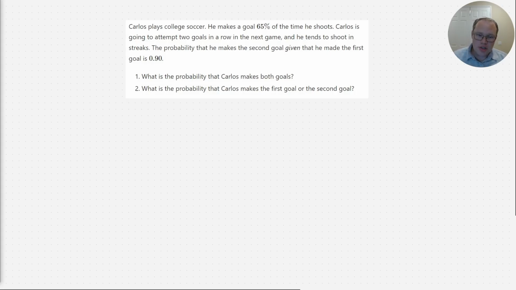Carlos plays college soccer. He makes a goal 65% of the time he shoots. Carlos is going to attempt 2 goals in a row in the next game, and he tends to shoot in streaks. The probability that he makes the second goal, given that he made the first goal, is 0.90. What is the probability that Carlos makes both goals, and what is the probability that Carlos makes the first goal or the second goal?